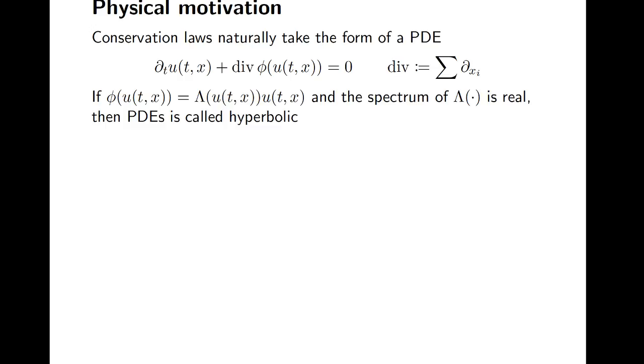What this is saying is that the eigenvalues of this function are somehow the speeds of our system. If you think about a fluid moving in a tube, in a pipe, this lambda would be the speed of your fluid, pretty much. So it's important that the eigenvalues are real. Otherwise, if they are not real, then there is not really a speed involved, so the system is no longer hyperbolic. It would require a completely different approach.